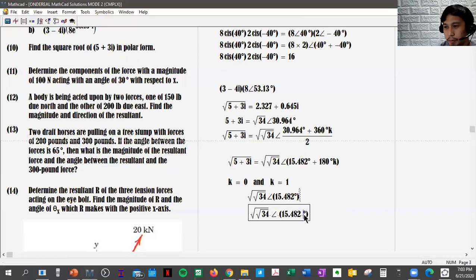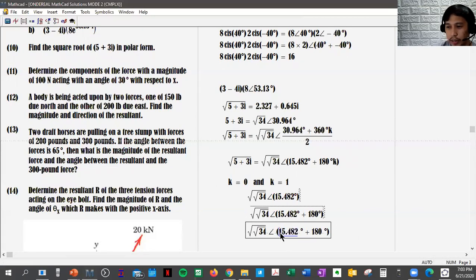Okay, then the other one, making this plus 180. That's one of the roots. Okay, or simplifying that, that is equal to 195.482. So ito yung sagot. Okay, let's find out, no? How to find this out if these are correct.